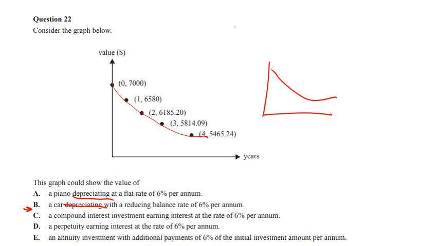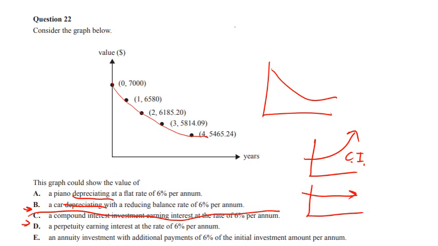So C, it says compound interest. So hopefully you've invested with the right bank. We found out recently from the Royal Commission that not all investments go up, but it should normally go like that. That's compound interest. So it doesn't look like that, does it? D says a perpetuity. Well, a perpetuity should look like this. It's supposed to last forever, so it goes straight across.